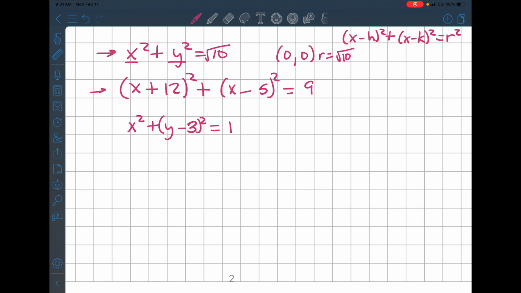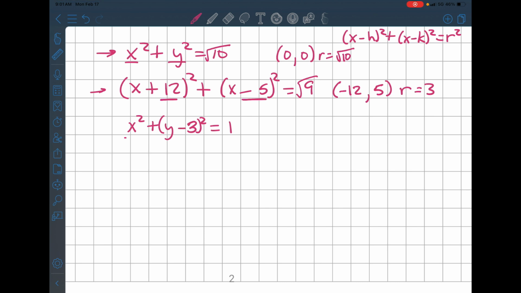So in this one, we're going to take out the opposite, remember? So positive 12 becomes negative 12 in our center. Negative 5 or minus 5 becomes positive 5 in our center. And then we're going to take the square root of this, which is this.